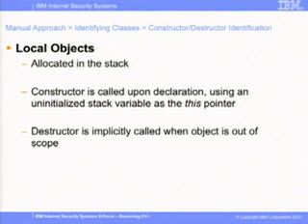The destructor is implicitly called when the object is out of scope. For example, if you declare an object inside an if clause, once you exit that clause, automatically that object will be destroyed. Or for example, if you declare an object inside a loop, when you get out of the loop, the object will be automatically destroyed.